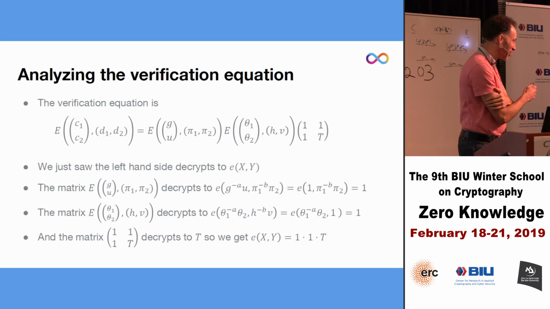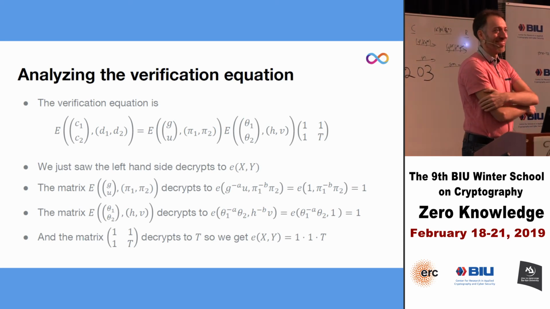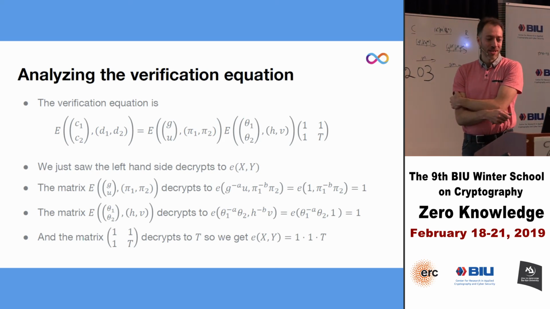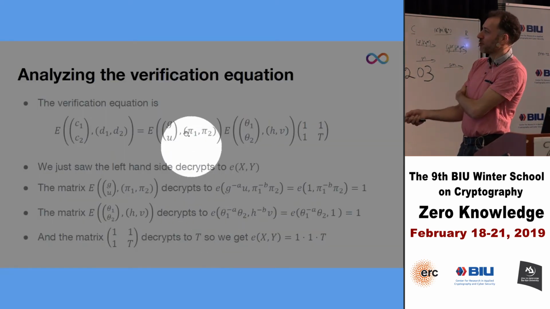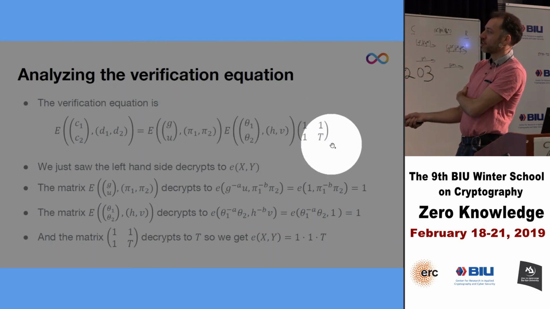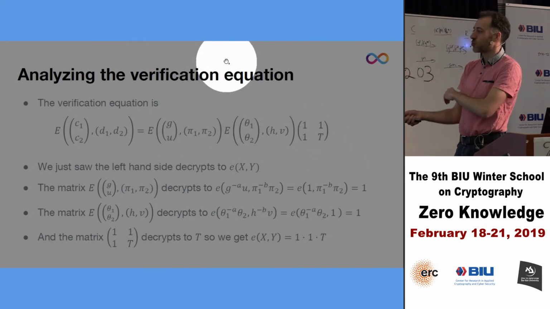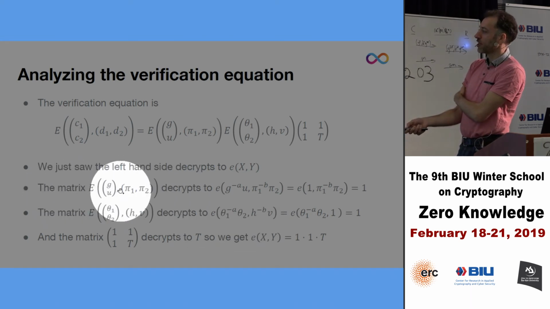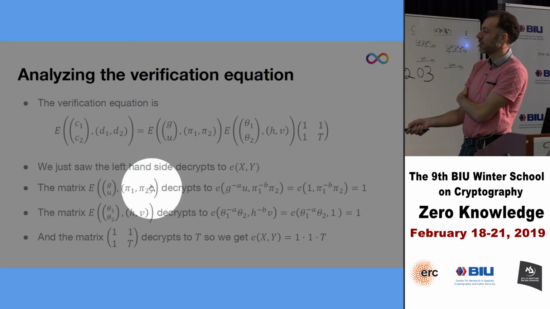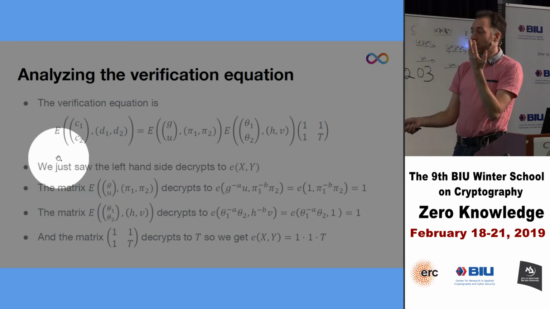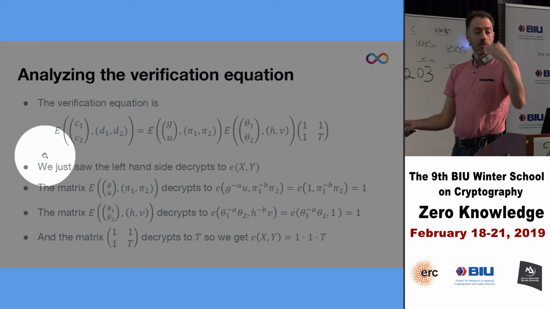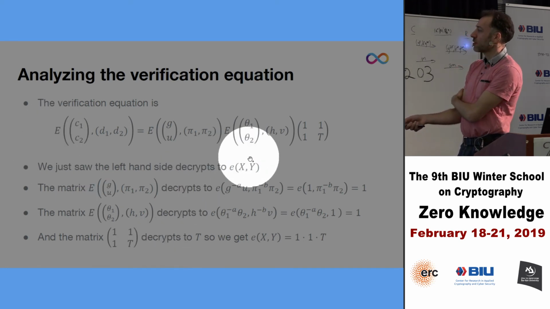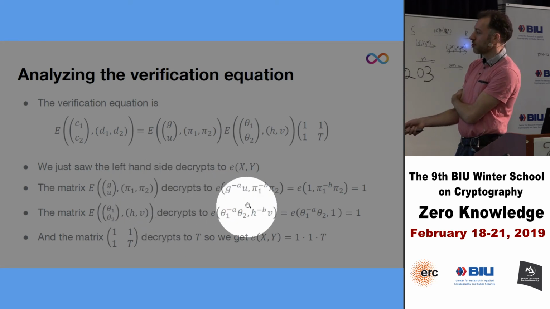But I think it might actually be a little easier to see what's going on on this slide here. So we have three more components: this component, this component, this component. Let's have a look at those as well. If you look at this 2 times 2 matrix here, let's see what it will decrypt to when we decrypt along the columns and then along the rows.